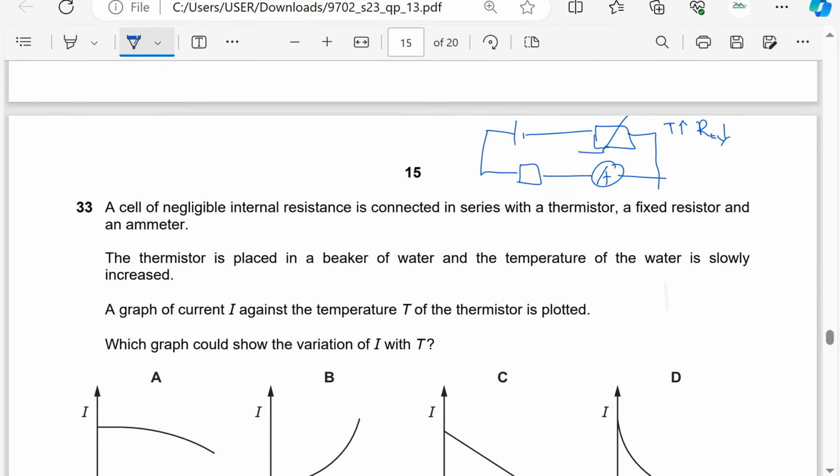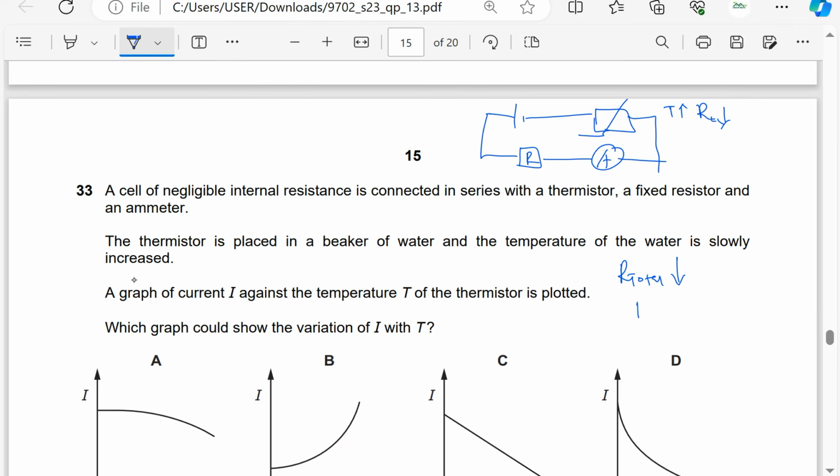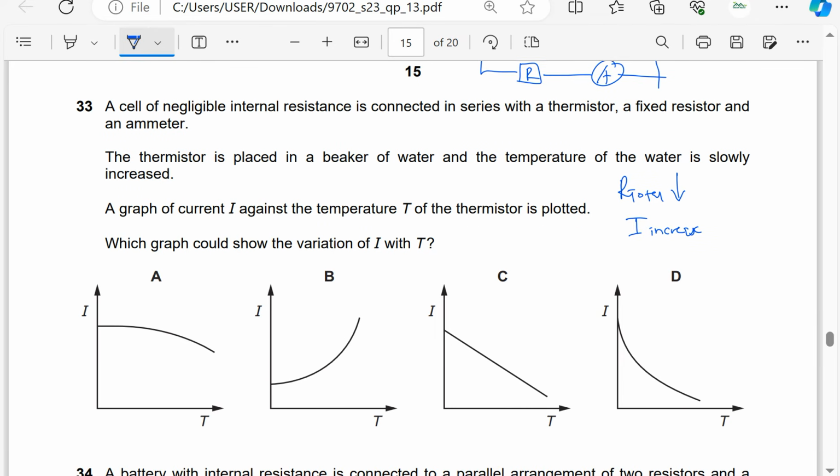So the resistance of the thermistor decreases. So total resistance, because this was a fixed resistor, total resistance R total decreases. Total resistance decreases, which means the current in the circuit increases. So where we see current decreasing, that is going to be wrong.